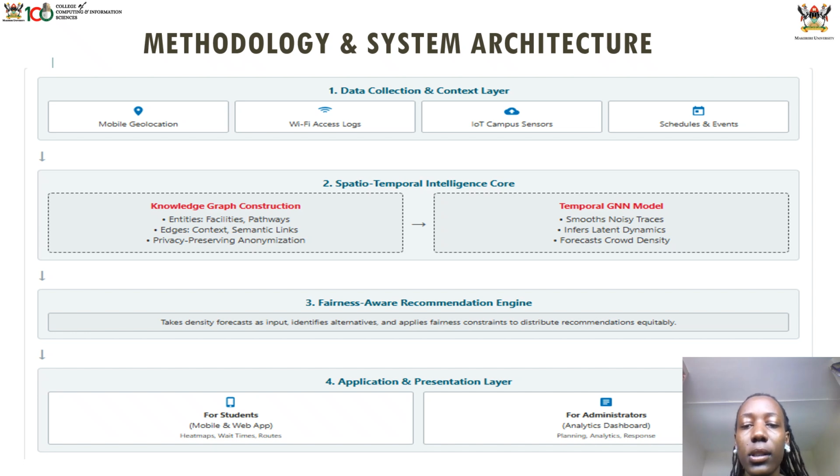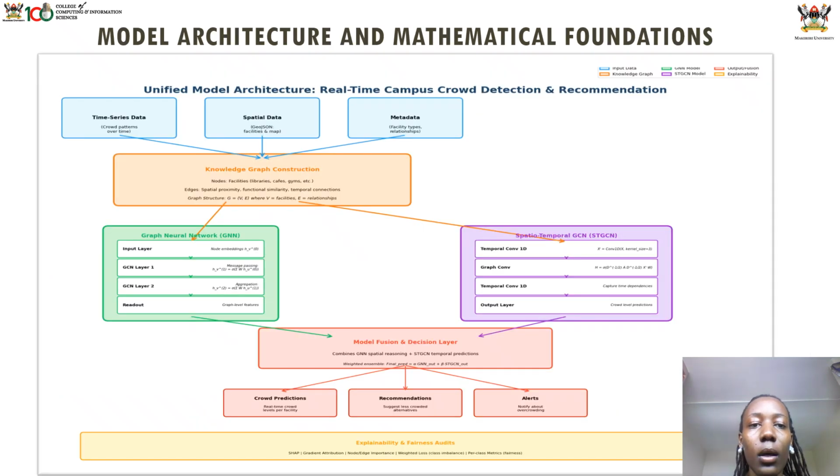And this knowledge graph is going to feed into the temporal graph neural network model to smoothen these noisy traces and latency, and forecast densities, then through the fairness-aware recommendation to balance the crowds. And these are going to be received through phones and also by administrations, students, or laptops. Then we move on to our model architectures and mathematical foundations.